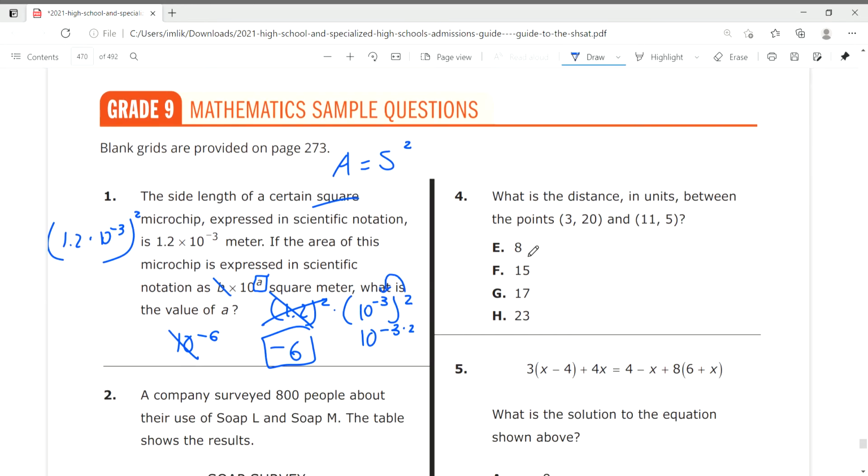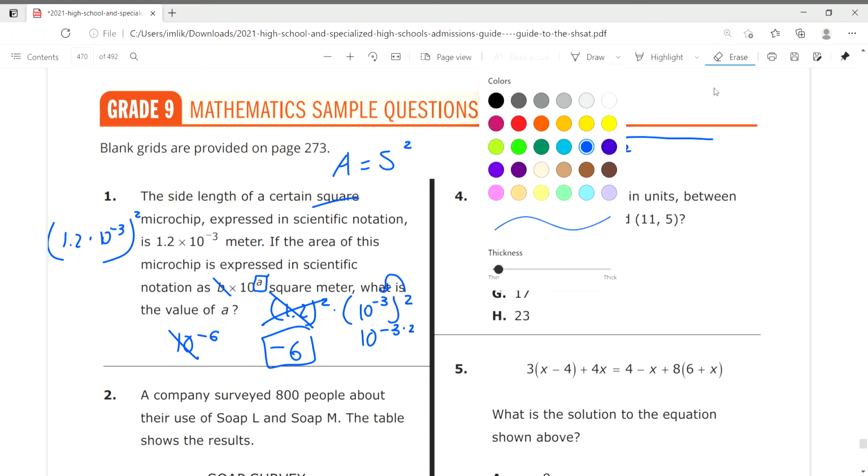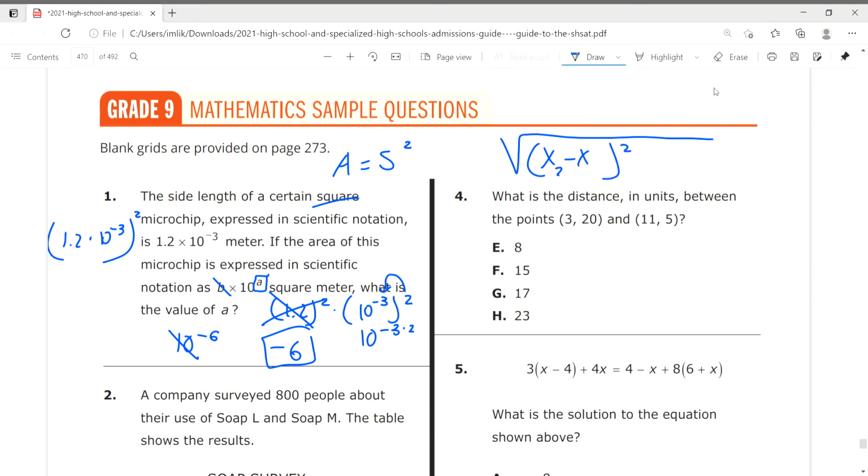What is the distance in units between the points (3, 20) and (11, 5)? There's a distance formula. It goes like so: x2 minus x1 squared plus y2 minus y1 squared.